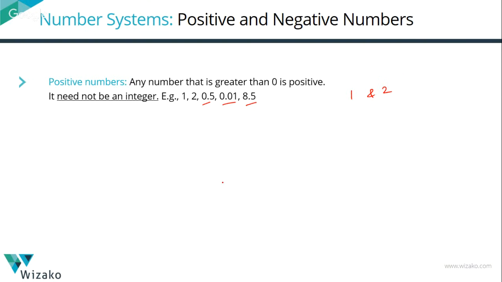What is the definition of a positive number? You add a positive number to another number, its value increases. I have a 10, I add a 0.01 to it, the value of 10 increases. Such a number is called a positive number.